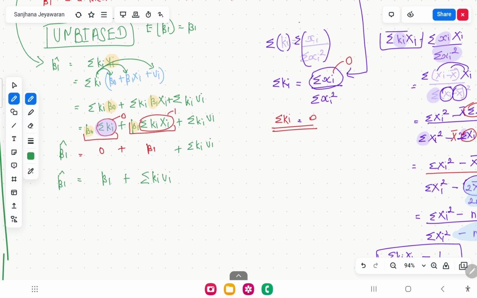So beta 1 is simply beta 1 plus sigma kiui. Now what I'm going to do is put the expectation function on both sides. And when I remove the brackets, it will be expectation of beta 1 plus expectation of sigma kiui. Expectation of a constant is that constant itself. So here expectation of beta 1 would be beta 1.